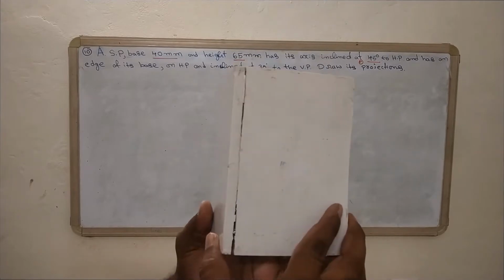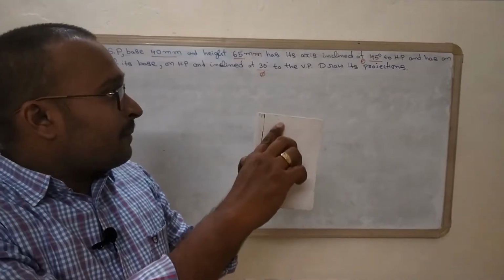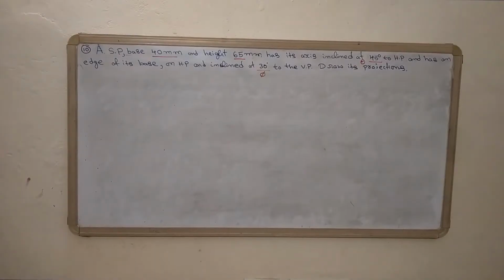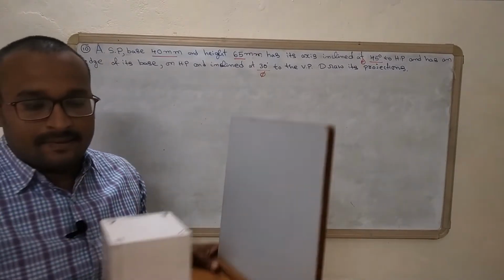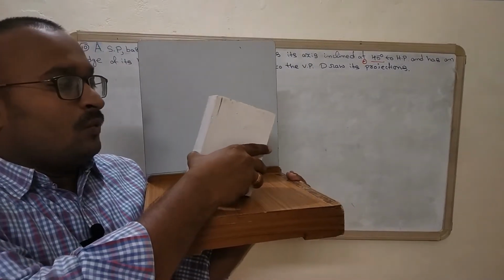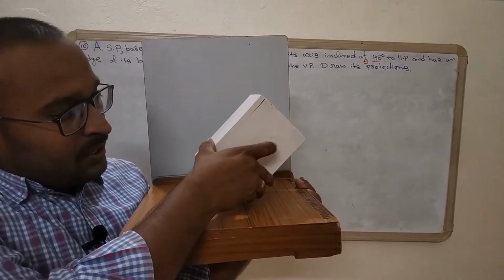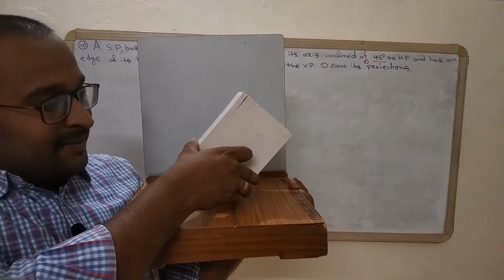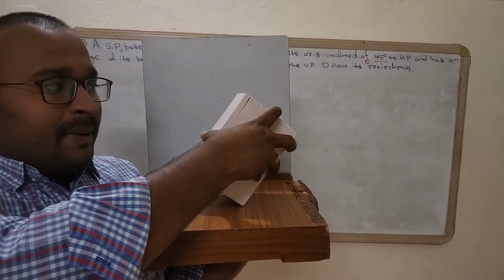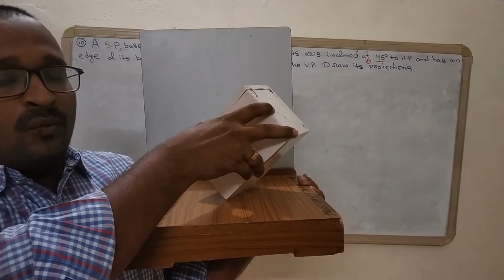This is the square prism of base 40 mm and height 65 mm long, and this is the center axis, and the center axis is making an angle of 45 degrees to the HP, that is, theta is given. It is resting with its base edge on HP, and the base edge is at an angle of 30 degrees to the VP.